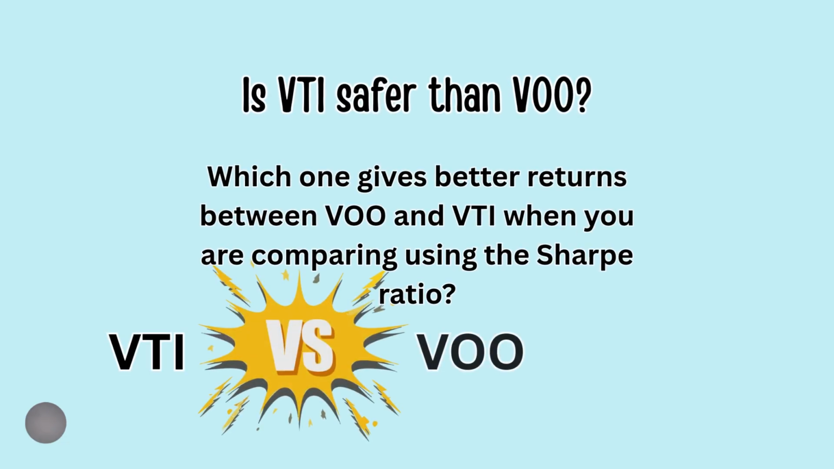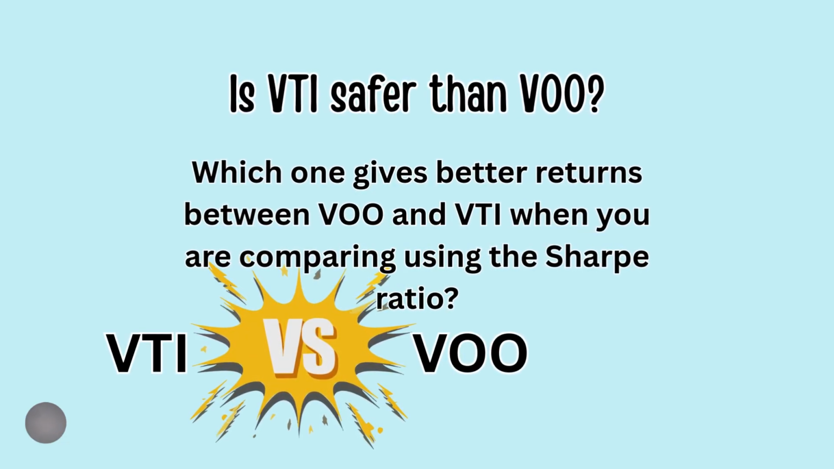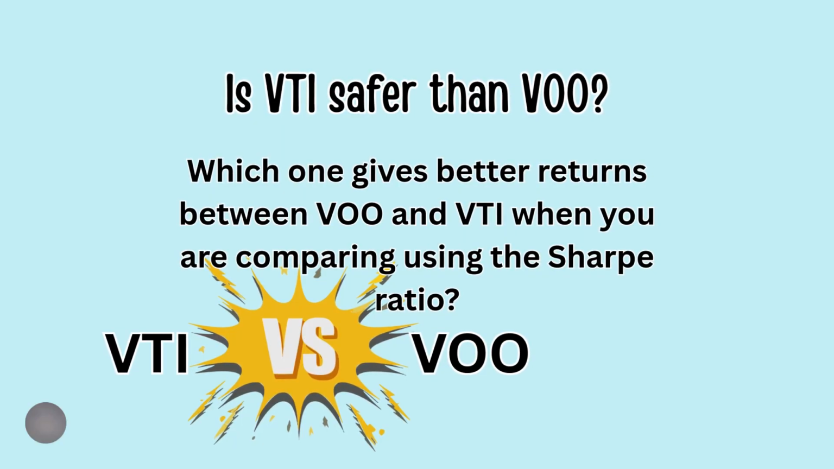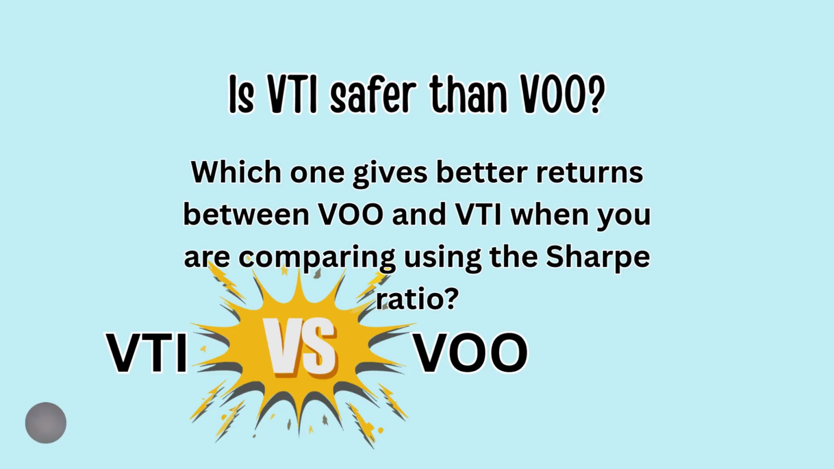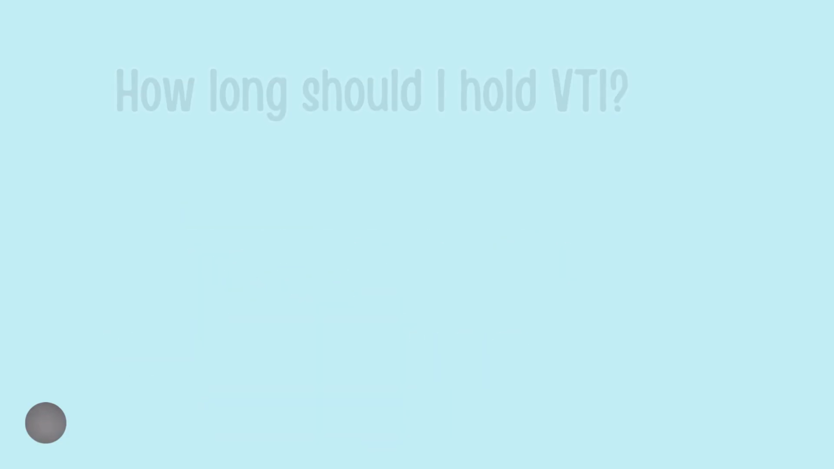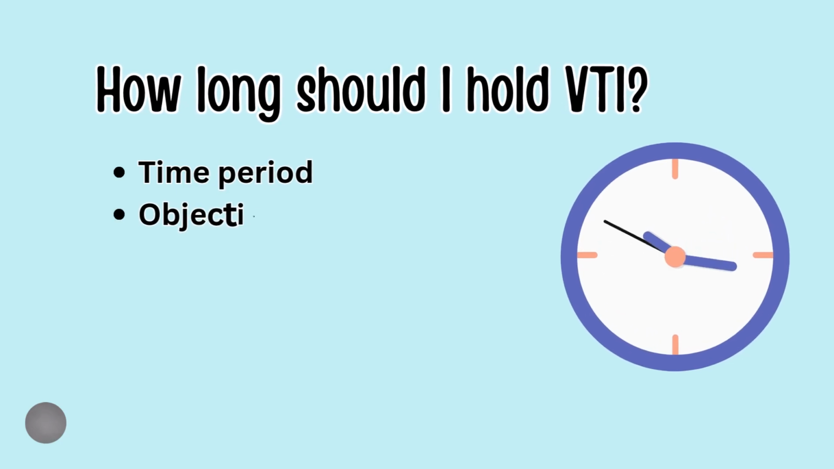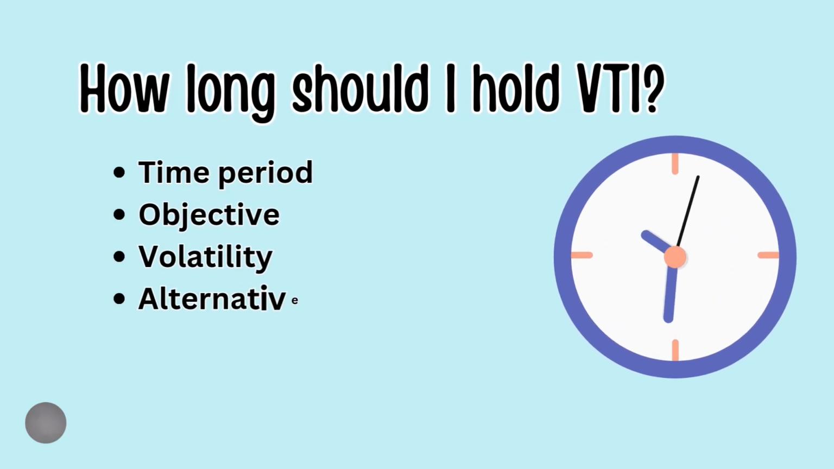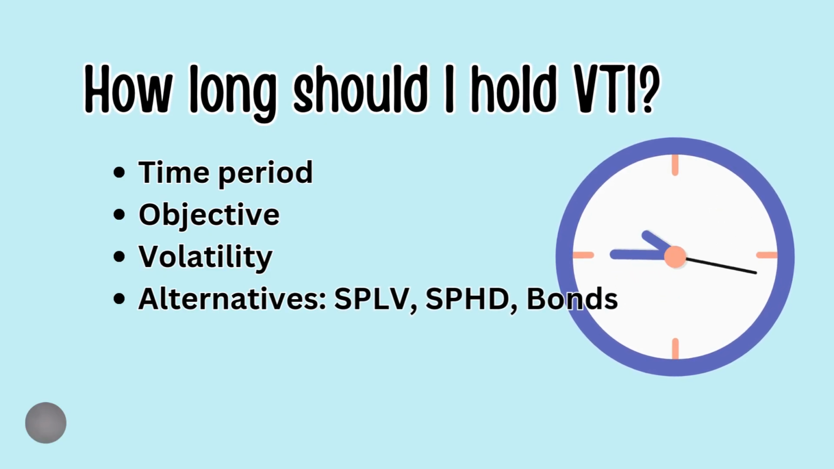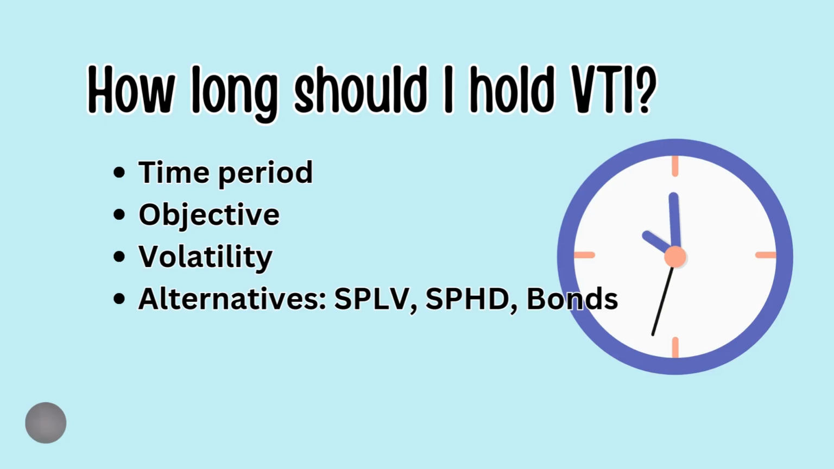Given data as of 14th July 2025, the Sharpe ratio of VOO is 2.46. And so VOO provides slightly better risk adjusted returns than VTI. Note that VTI has a higher risk due to more volatile, smaller stocks. So using the information I've just given you about the volatility and the Sharpe ratio, now you can be confident to answer the question, how long should I hold VTI?